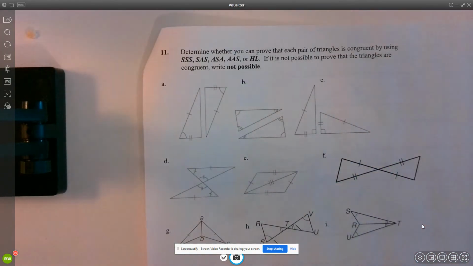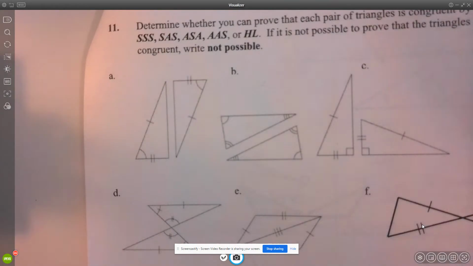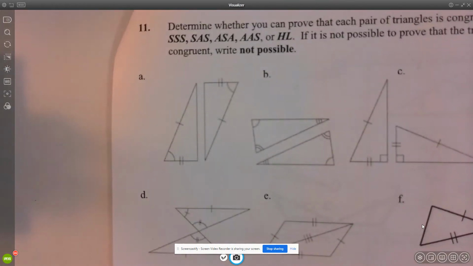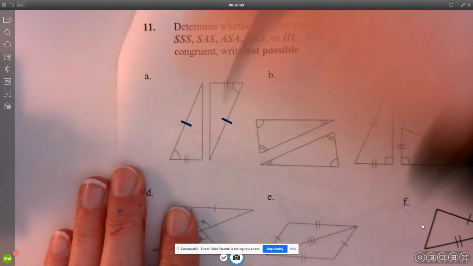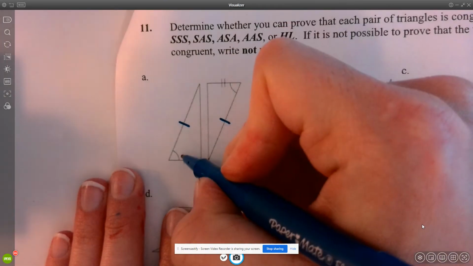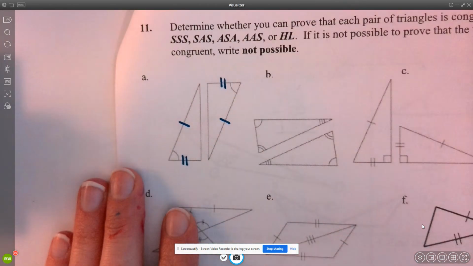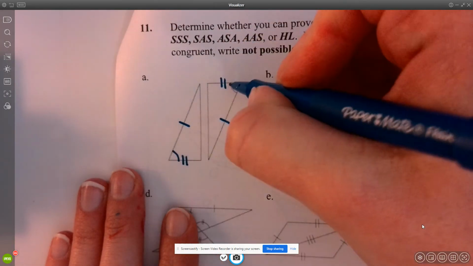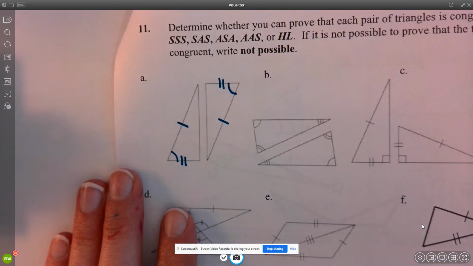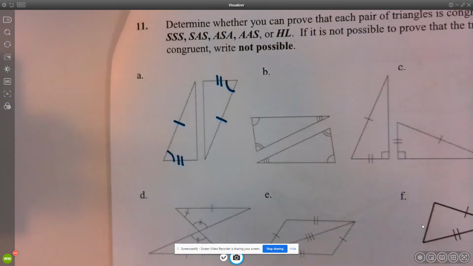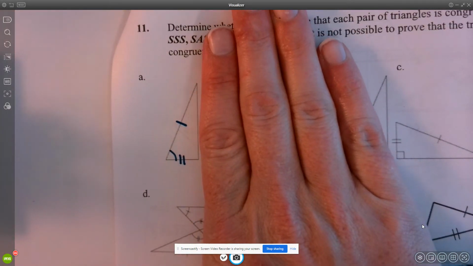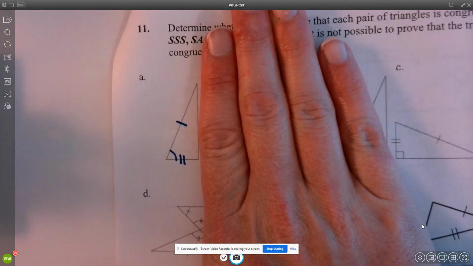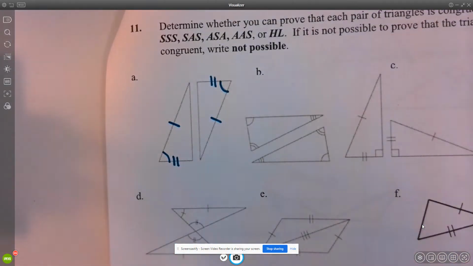So let's look at part A. The two triangles in part A, we're trying to decide if one of our triangle congruence theorems apply. I notice I have two pairs of congruent sides and one pair of congruent angles. So remember, to try to determine which theorem you're using, you only need to look at one of the triangles. So when I'm looking at this triangle, I have two sides and an angle.